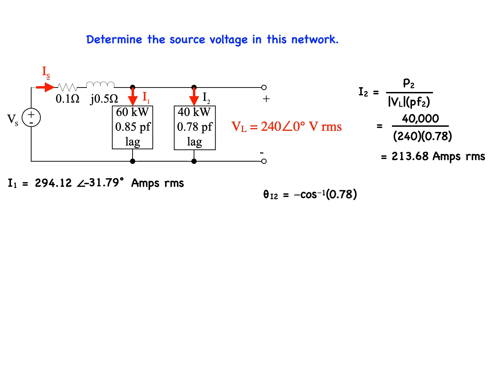And the phase angle may be found from the power factor, which is given by theta equal to minus the inverse of the cosine of 0.78. We are told that the power factor is a lagging power factor, so the current will lag the voltage, hence the negative sign for the angle, negative 38.74 degrees. Again, the negative sign is the result of the fact that the power factor is lagging. Thus, the phasor I2 is equal to 213.68 at minus 38.74 degrees amps RMS.